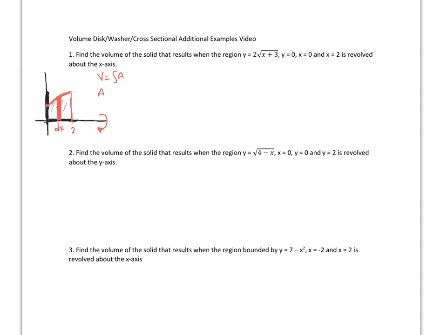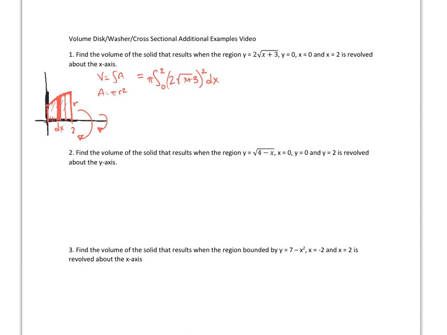We know that the area of a cylinder is pi r squared, and because it's cylindrical in shape, since we're revolving this, and we're taking our slices from 0 all the way to 2. So the volume will be pi from 0 to 2, and the radius is just this piece right here, from the top minus the bottom. And in this case, it'll be 2 root x plus 3 squared, and our slices are dx.